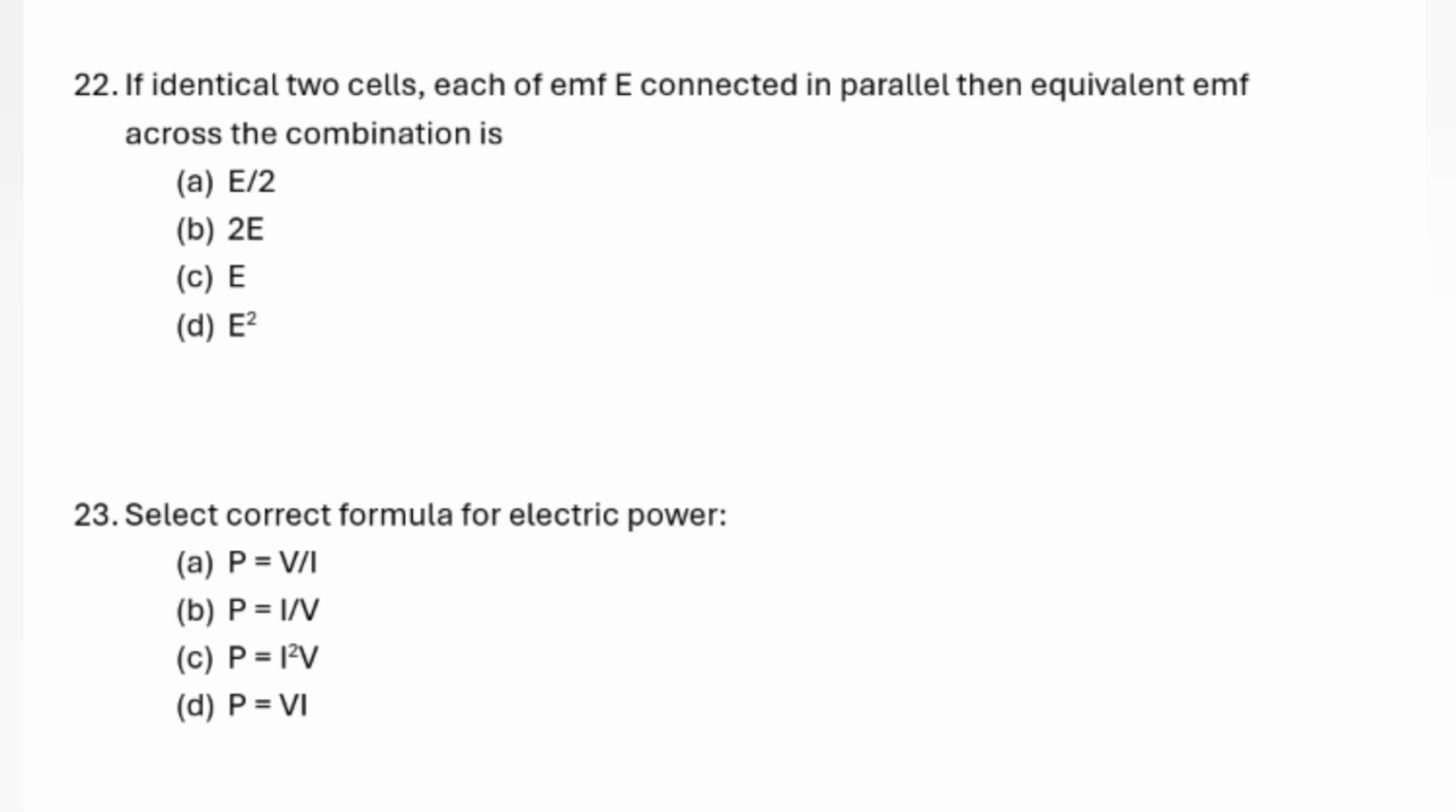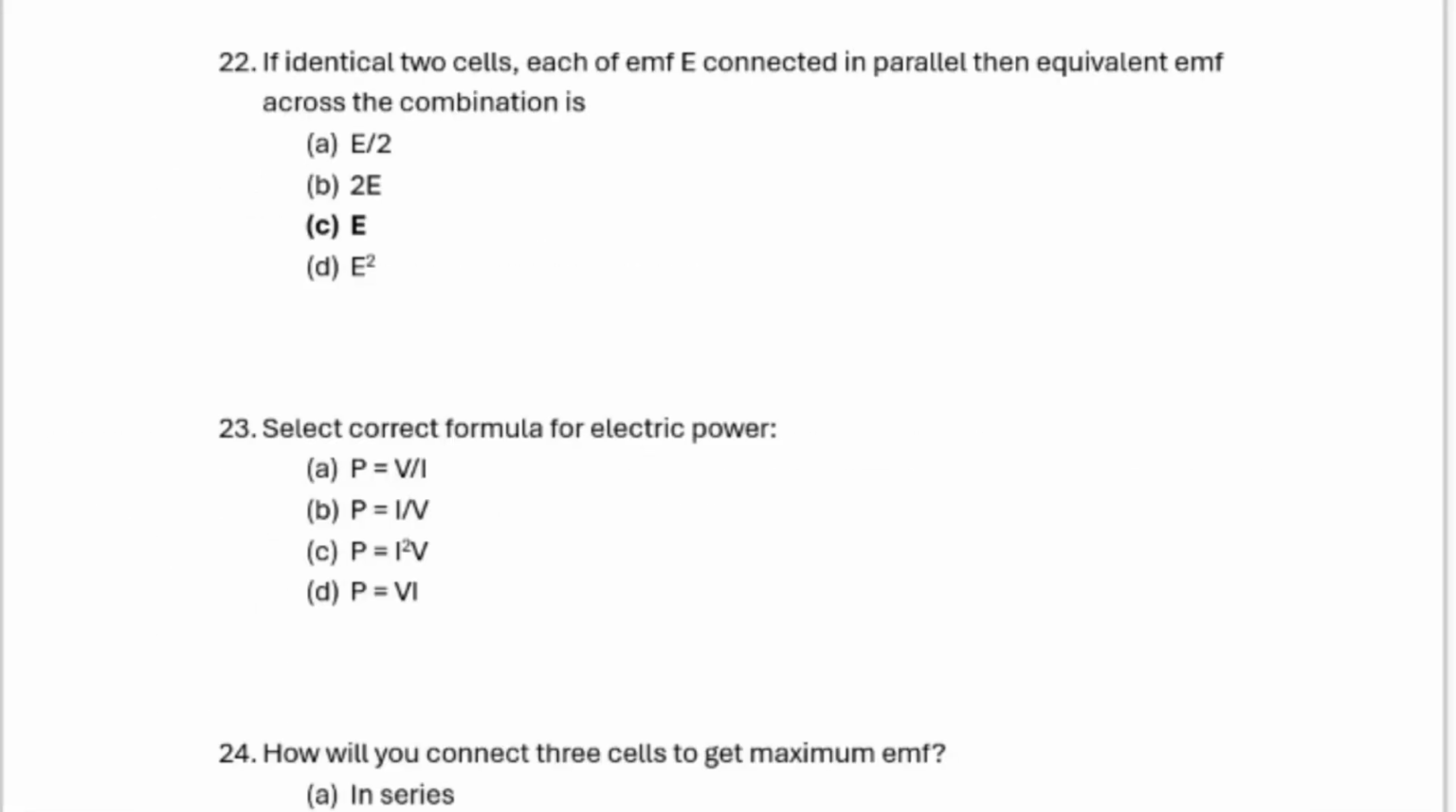Question number 22. If identical two cells, each of EMF E, connected in parallel, then equivalent EMF across the combination is option A, E by 2, option B, 2E, option C, E, option D, E square. Here the correct answer is option C, E.